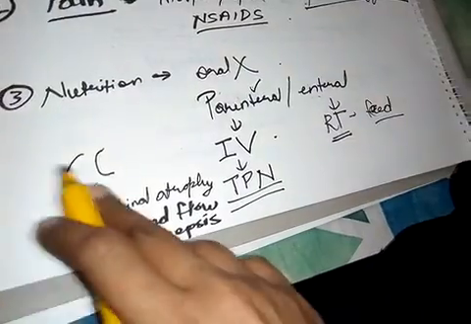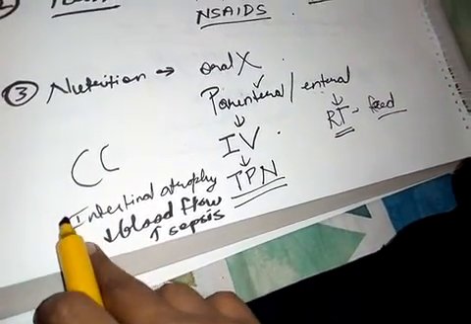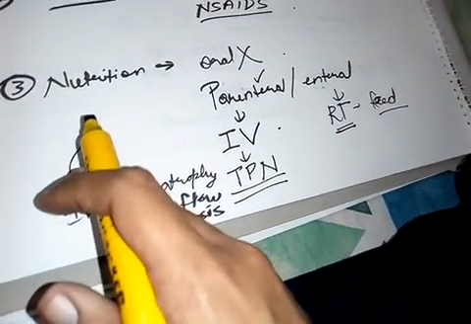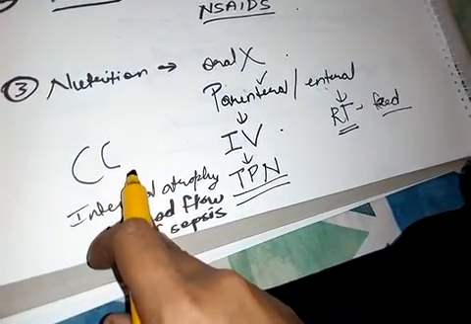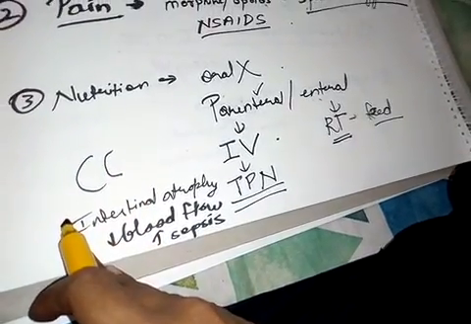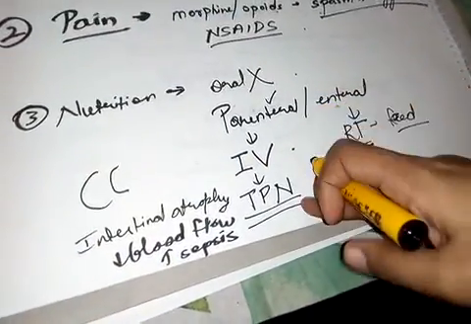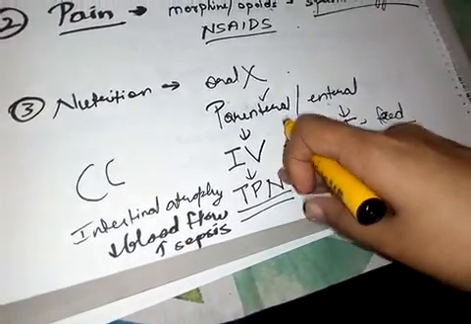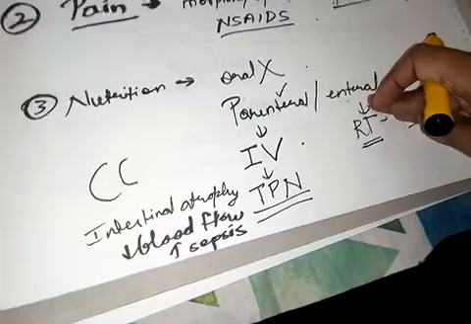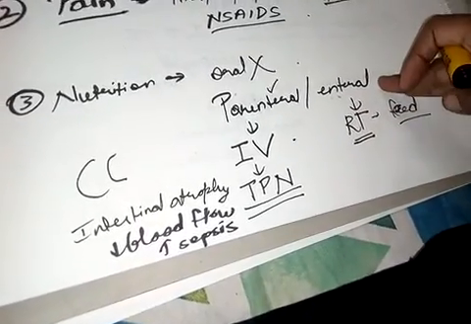Actually, it does not happen immediately, but in the long run, these are the disadvantages of total parenteral nutrition. Sometimes the patient will end up in sepsis, and sometimes the bowel may become gangrenous. So long-term TPN should never be given. We can start with parenteral nutrition, but should shift the patient as soon as possible to enteral nutrition.